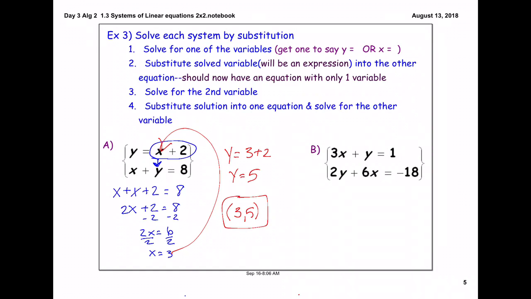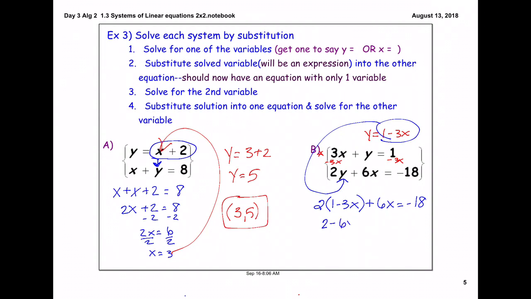On example B, we need to get y by itself, and the first equation is the easiest. The inverse of positive 3x is minus 3x. So we get y is equal to 1 minus 3x. We then can take what y equals and plug that into our bottom equation. Don't forget to use parentheses when you have a coefficient. So 2 times (1 minus 3x) plus 6x equals negative 18.